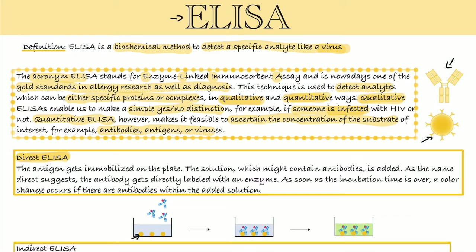Then we add the solution, which could be a serum of a patient, which might contain antibodies. Here, the antibody gets directly labeled with the enzyme, therefore the name direct. And as soon as the incubation time is over, if there were antibodies, we see a reaction by the color change. So here the color changes from grayish blue to green.